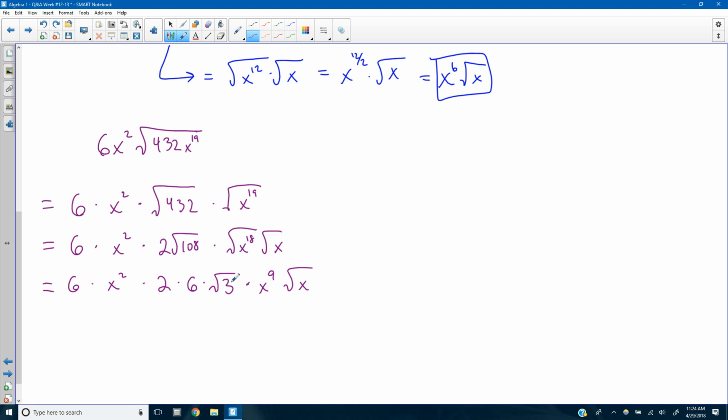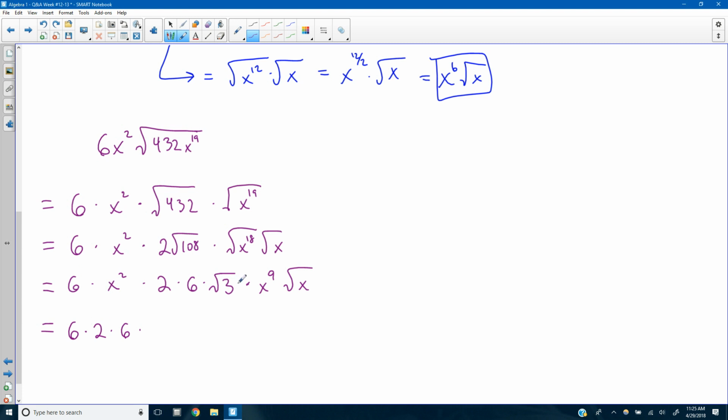Now everything that I could pull out of radicals, I did. The square root of 3 is a prime number. The square root of x, obviously, I can't simplify that either. So I've taken care of all that I could inside the radicals. Now what's left is cleaning this thing up. Remember, multiplication is commutative, so I can rewrite these in a way that's beneficial to me. Like, this 6 can multiply with this 2, which can multiply with this 6 right here.